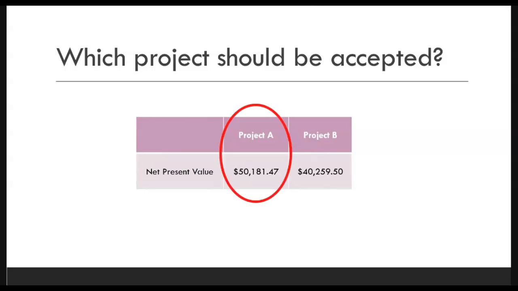So even though project A cost more up front, there was that capital investment of $450,000, it has a better net present value. So that's the project that we should accept.